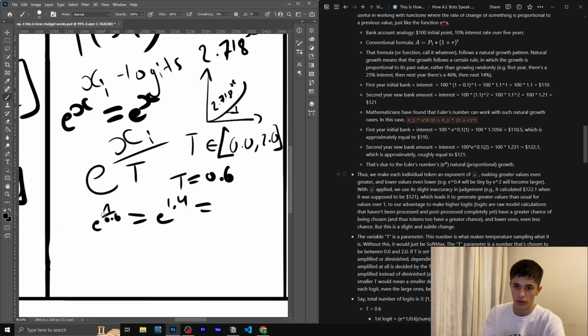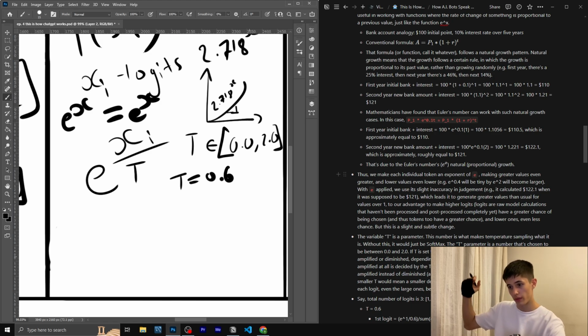But what if the value, the xi, is smaller than the temperature? Then you've got 0.4 over 0.6, right? I also don't know how much this is. 0.666, I think, yeah. So it makes Euler's number even smaller, which is almost a square root, right? So this is like a sharpening effect. You'll see a bit later, but this causes a sharpening effect where smaller values get even smaller, higher values get even bigger. And it depends on the temperature.